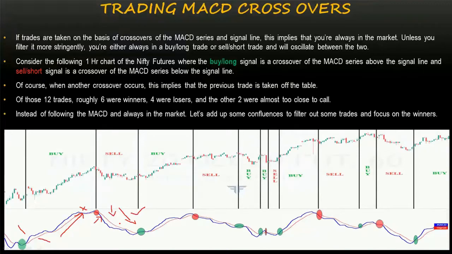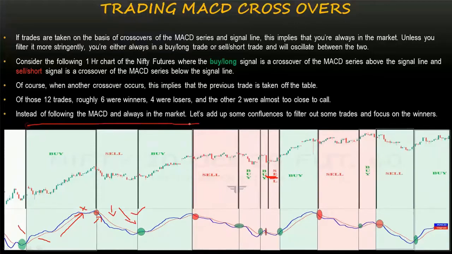In the below example, out of 12 trades, roughly 6 were winners, 4 were losers, and the other 2 were almost too close a call and ended up as break-even trades. Instead of following the MACD indicator blindly and always following the market, let's add some confluences to our trades, filter out low probability trades and focus on the big winners.